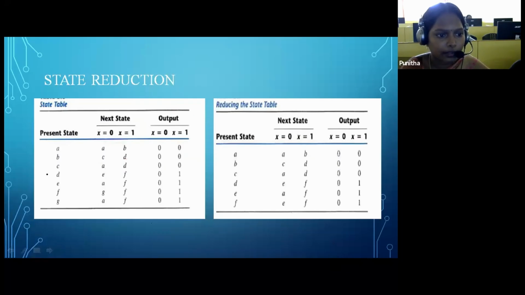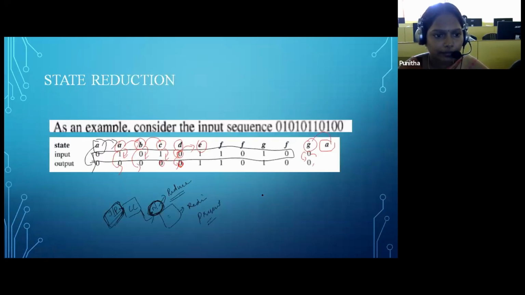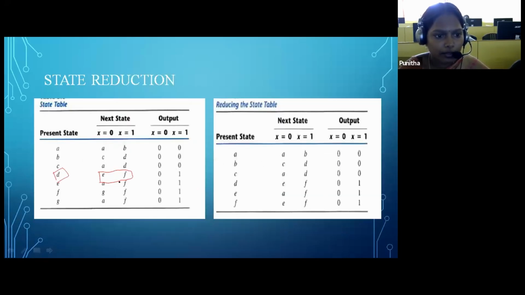Next, we will look at state D. If I apply 0 and 1, what will be the next state? Now I'm looking at D. If I apply 0, the next state is E. If I apply 1, the next state will be F. So 0 means E, 1 means F.